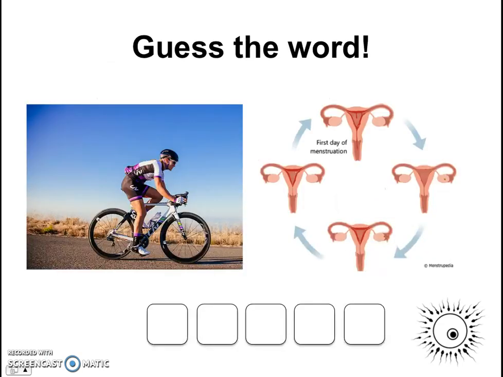So here's a very simple guess-the-word game. Here is a diagram of the menstrual cycle. Now what do these two pictures have in common? Hopefully you can guess the 5-letter word. It is cycle. Right? So the menstrual cycle is a cycle. It's a cycle of events.